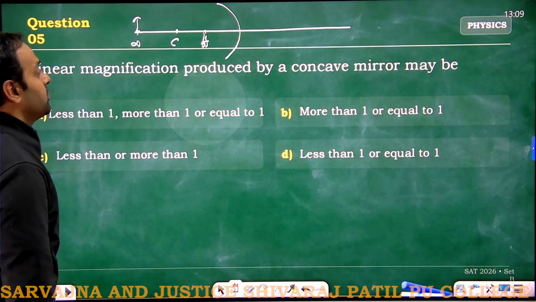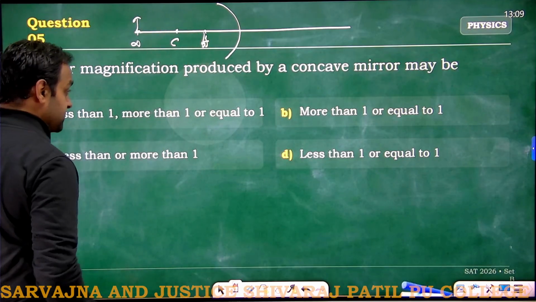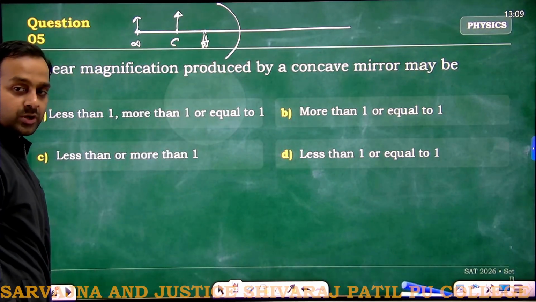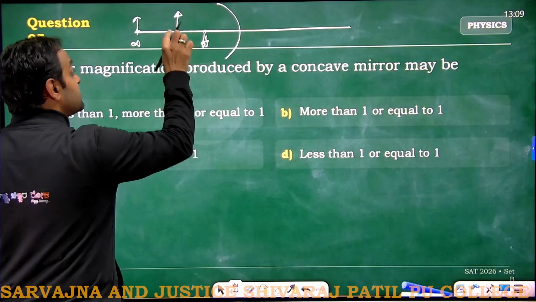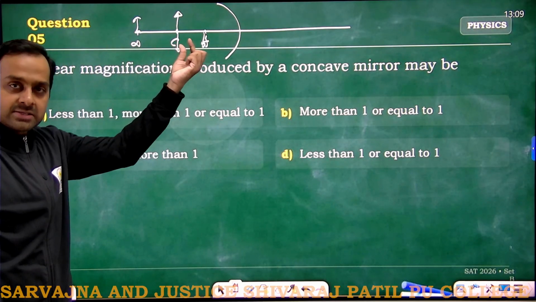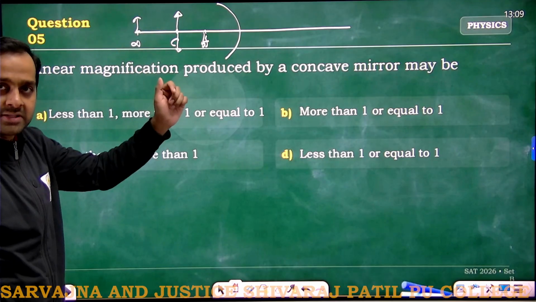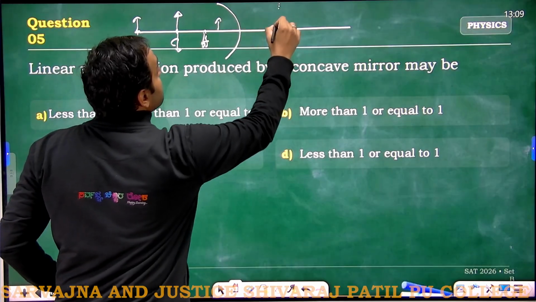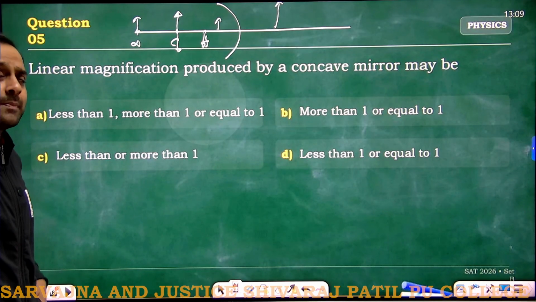And what is the size? The size is diminished. So when the object is far, the size is diminished. Now if you keep it at the center, the image formed is also at the center and the size is also the same. If you keep it beyond f, what happens is the image becomes very large.